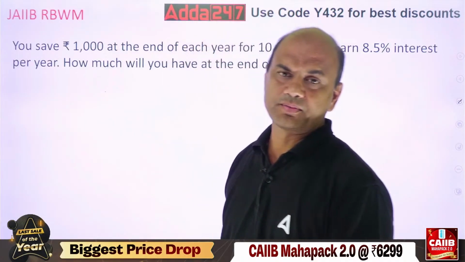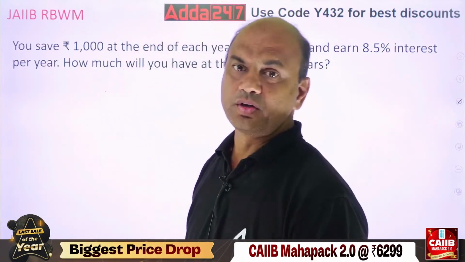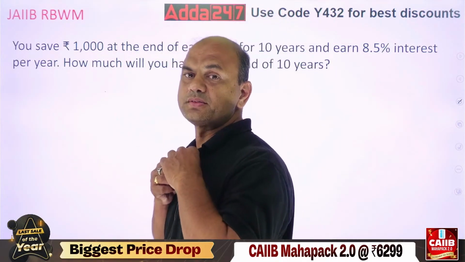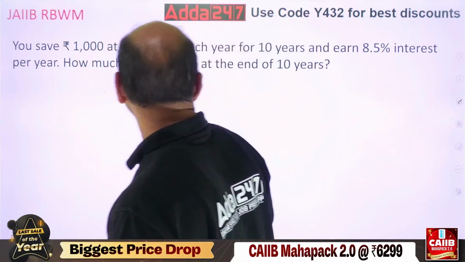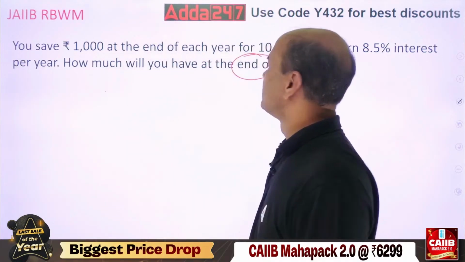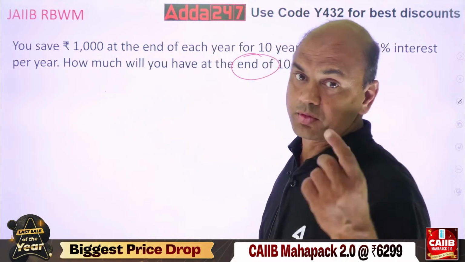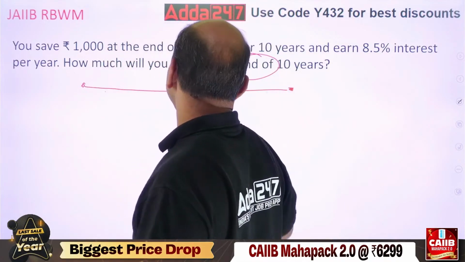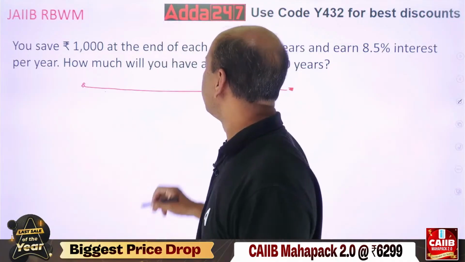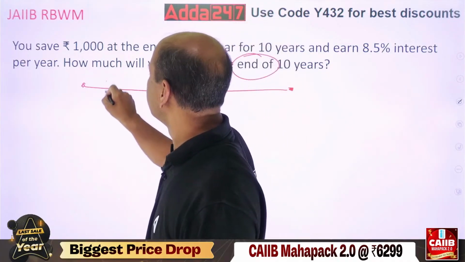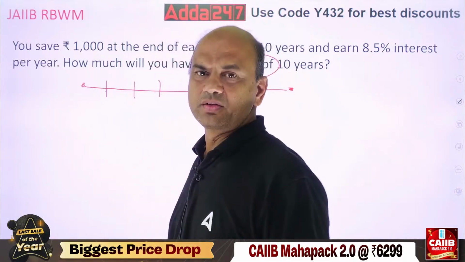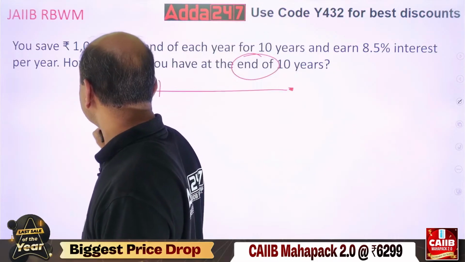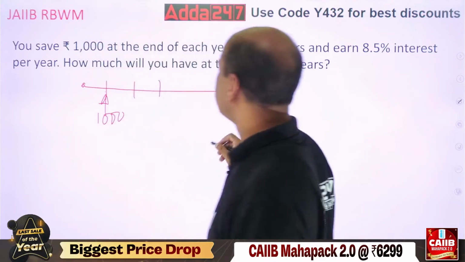So how to solve annuity? For solving the annuity, you have to use a different formula. The formula for annuity is for how much you will have at the end of the 10 years. End means after 10 years, what amount will you have? Look at this problem. I go on investing rupees 1000 at the end of each year. So every year I am putting 1000 rupees, for 10 years.